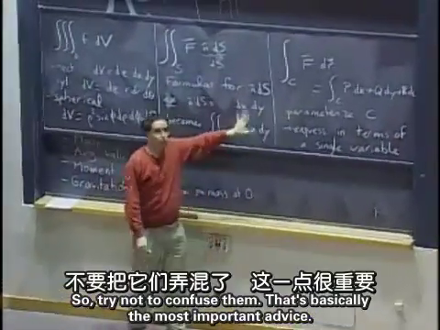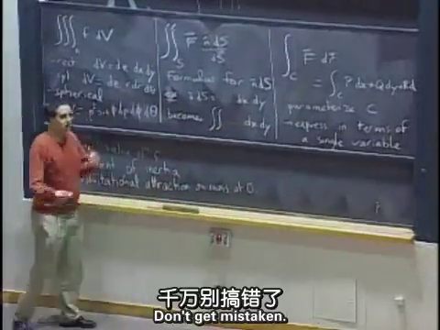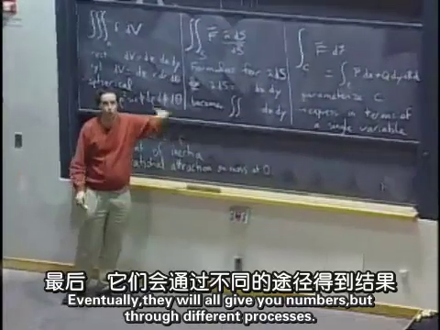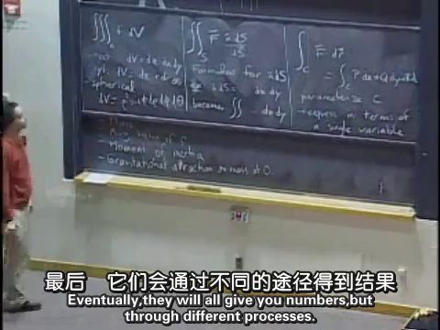So try not to confuse them. That's basically the most important advice. Don't get mistaken. Each of them has a different way of getting evaluated. Eventually, they will all give you numbers, but through different processes.